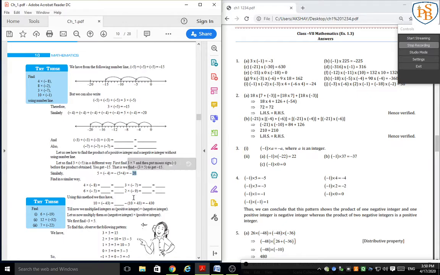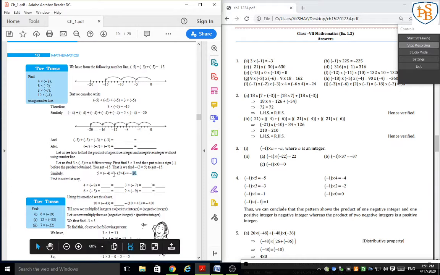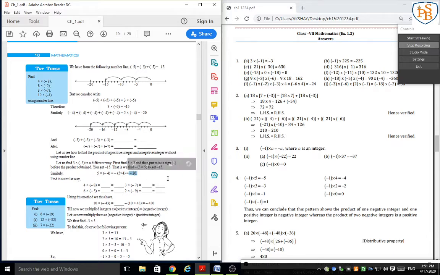But what about the sign? That I can see easily. 5 carries a positive sign. In science we say it carries a positive charge, but in mathematics we say that it carries a positive sign. So 5 carries a positive sign and 4 carries a negative sign, both carrying opposite signs. And if both integers carry opposite signs, then I have to give the negative sign to the answer. So my answer is negative 20.